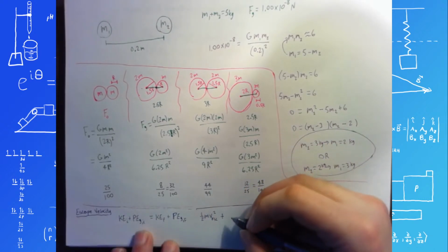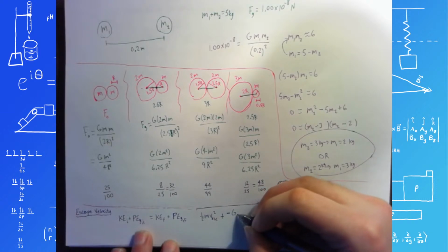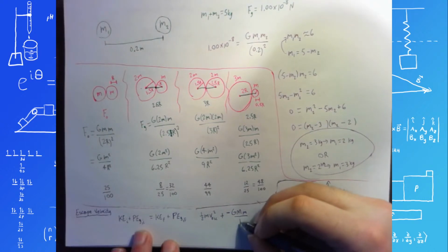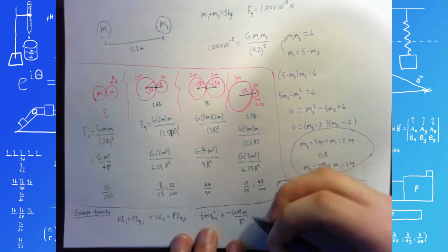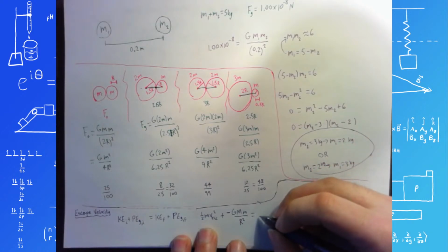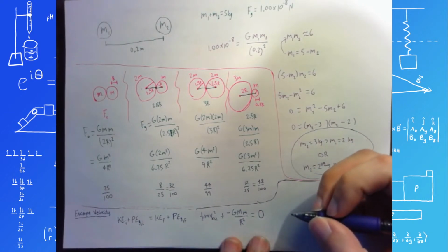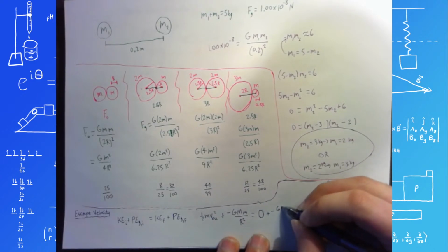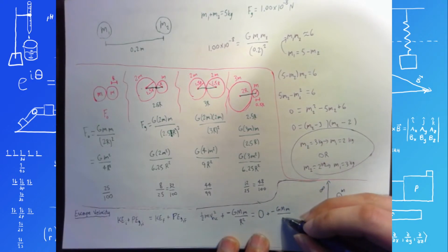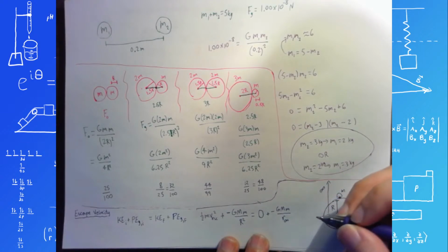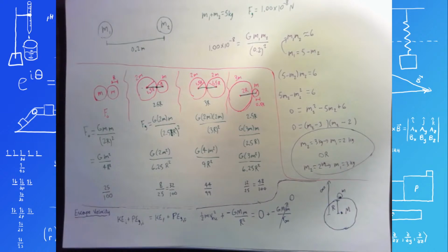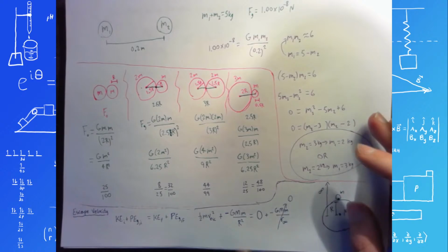plus gravitational potential energy initial is negative big G, massive planet, massive object, over, in this case we would start at the radius of the planet squared, equals kinetic energy final, should be 0 if we're putting in the bare minimum, plus potential energy final is negative big G, massive planet, massive object, over, I would call it R infinity, and this basically is defined to go to 0. Okay, so that's a 0 plus a 0, and that's a negative.